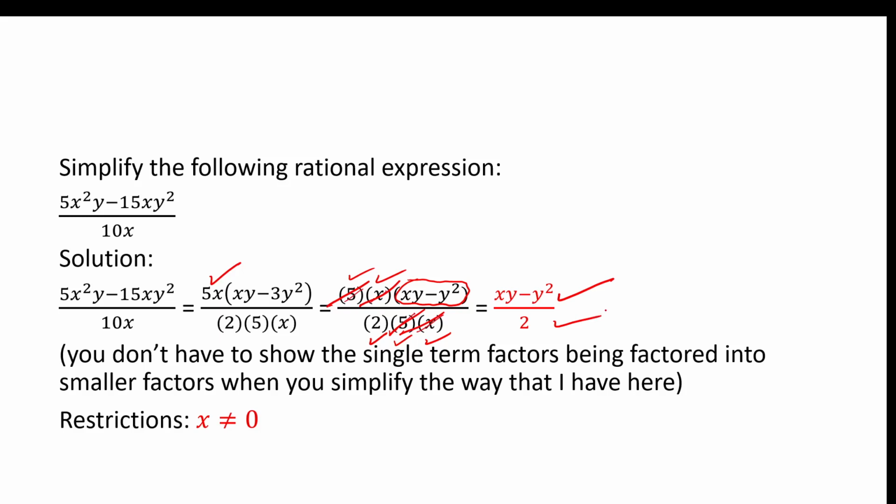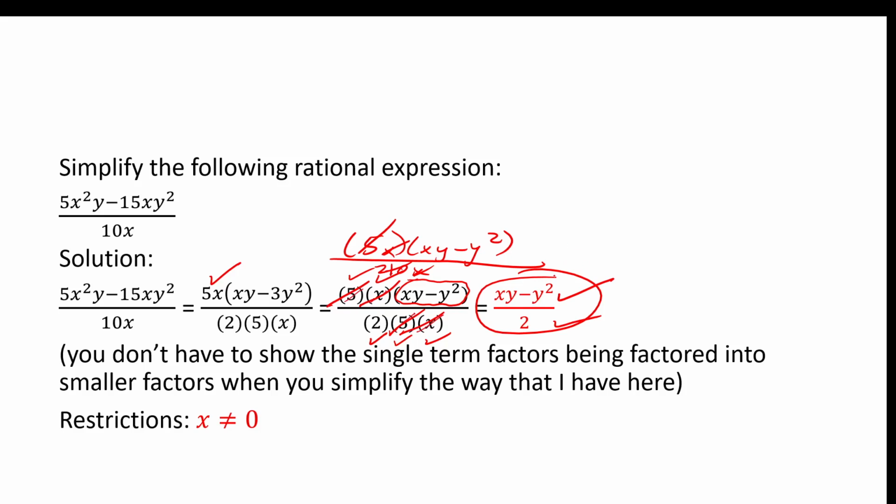Now, you don't have to show the single term factors being factored into smaller factors when you simplify the way that I have here. You have to come up with the same final answer, but if you don't actually show them being broken apart but are able to do that division, that'll be fine. So what I mean is if you simply left it as 5x and then xy minus y squared, and then down below you had 10x, and you were able to simply show that the 5 and the 10 leaves you with a 2 down below, and if you were able to do all that in your head, that would be fine. But the point being, you have to come up with xy minus y squared all over 2.